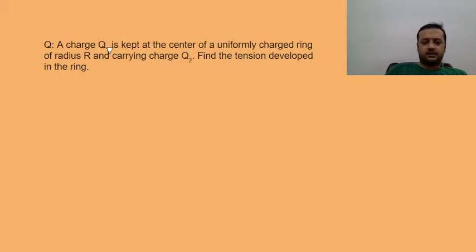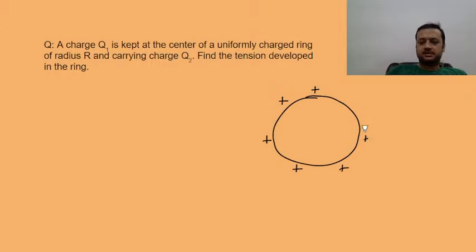If you see what we are saying, suppose there is a ring. The ring has Q2 charge which is uniformly distributed throughout the ring. And Q1 charge is kept at the center. So you can feel that there will be some tension which will develop in the element of the ring, in the body of the ring.